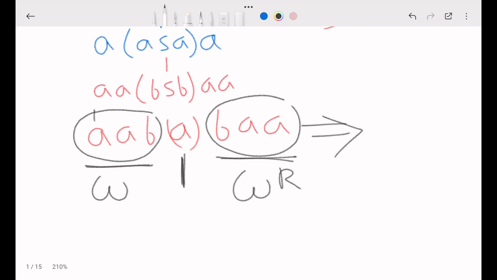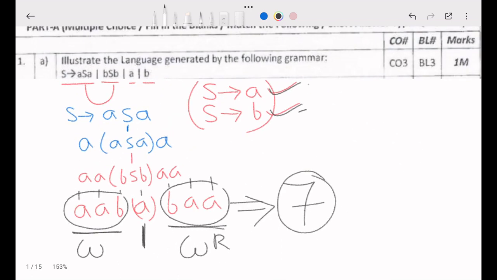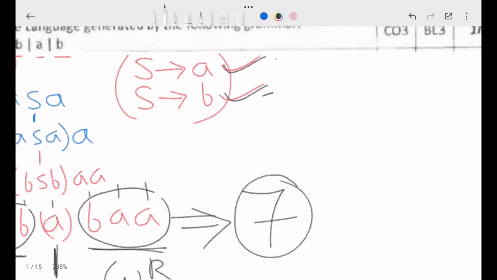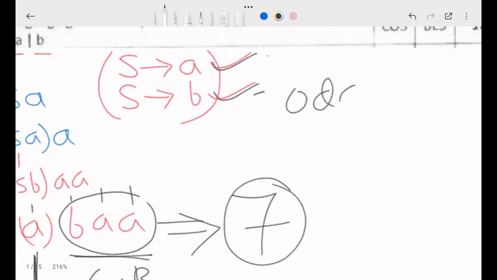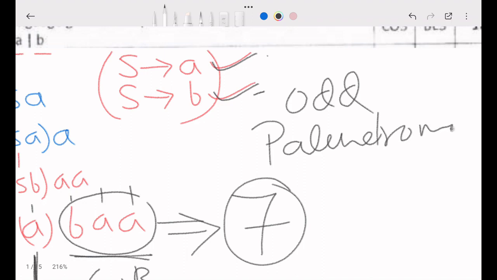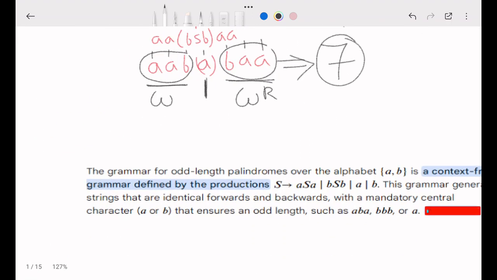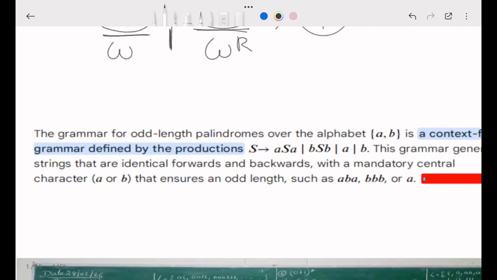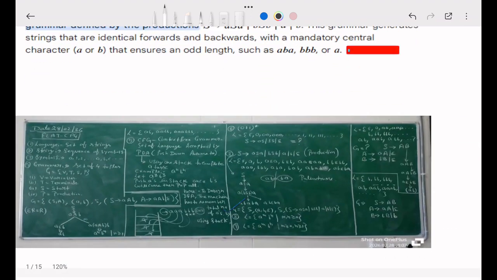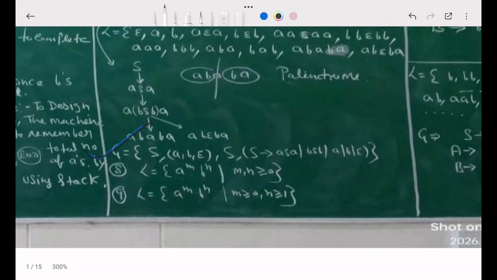What is the length of this? Total 1, 2, 3, 4, 5, 6, 7. If you see, every time I am getting odd. I am writing only one, but you can check also. So this is the odd palindrome. So the final answer in the exam you will write: this grammar is the odd length palindrome. Getting? This is the answer you will write in your exam. And if you see, during our class presentation we also solved the same question.